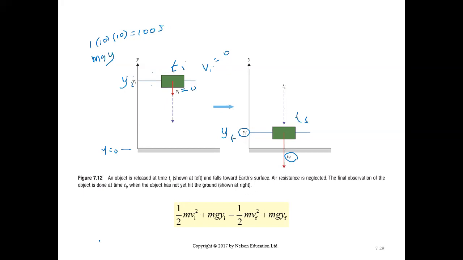So the mass is 1 kilogram. I'm just taking some numbers. And g, let me take it as 10, for convenience. It is actually 9.8, and 10 is a bit inaccurate, no problem. So it has a potential energy of 100 joule. What about the kinetic energy? We are dropping from 0 speed, okay? So the kinetic energy is 0.